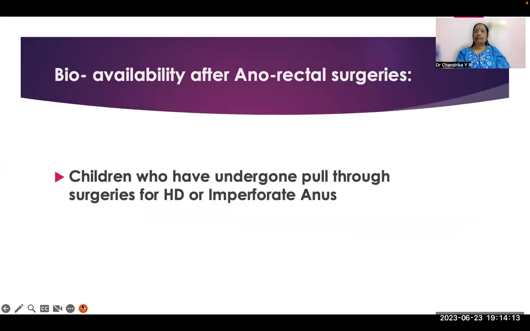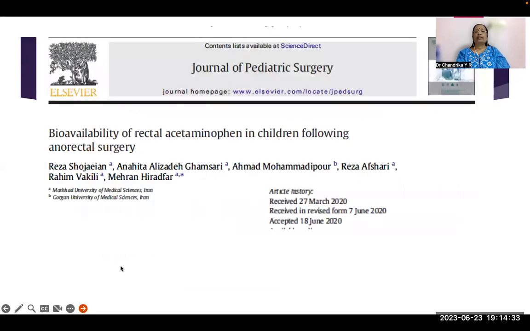So what happens if the children have undergone anorectal surgeries? Those children who have undergone pull-through for Hirschsprung's disease or imperforate anus, will there be any change in the bioavailability if we put rectal suppositories? There is one article published in the Journal of Pediatric Surgery, in 2020, where they have looked at the bioavailability of rectal acetaminophen in children following anorectal surgeries.